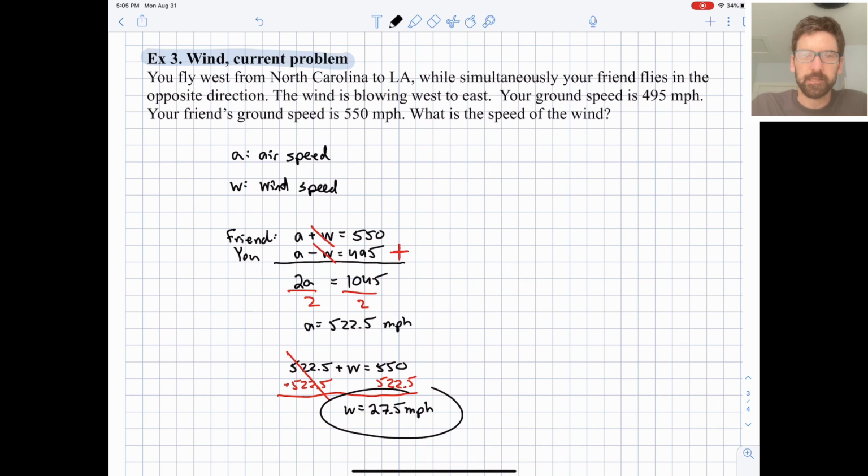Okay, blowing west to east from LA to North Carolina. Nice, we made it. That's a good place to stop right there.